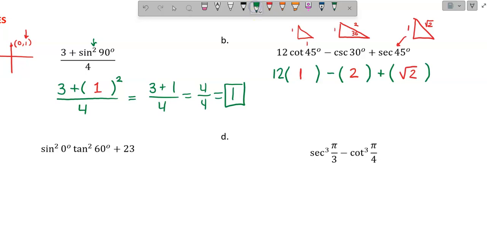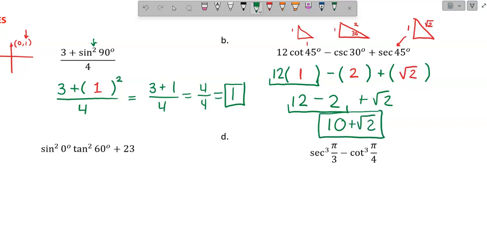So now we would do the order of operations. 12 times 1 is 12, minus 2, plus root 2. We can subtract the 12 minus 2 to give us 10, and so this solution would just be 10 root 2. All right, so let's move on to a couple others.